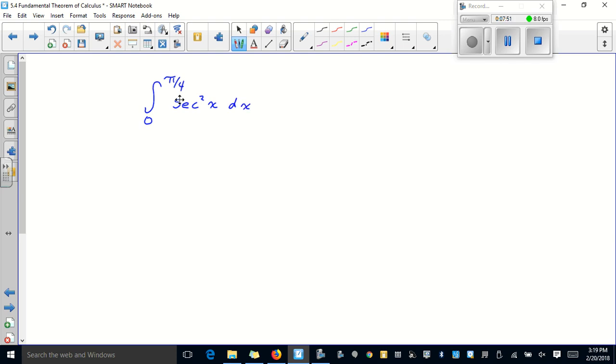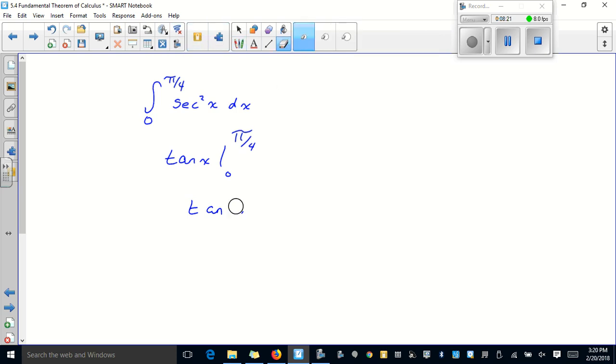Sorry. Let's pay attention to the problem I'm working on. So let me erase, not delete, erase this. When you see the answer, you'll know what I was doing. I have the answer in my head. I was writing out the answer. Tangent of pi over 4 minus tangent of 0. Well, tangent of pi over 4 is 1 minus, and the tangent of 0 is 0. 1 minus 0 gives us 1.